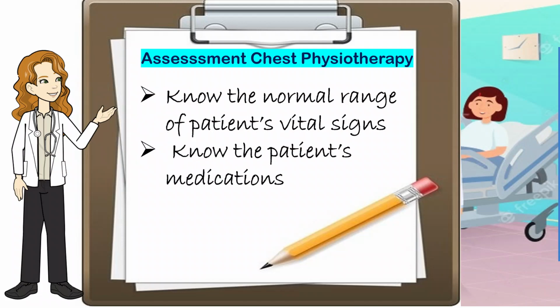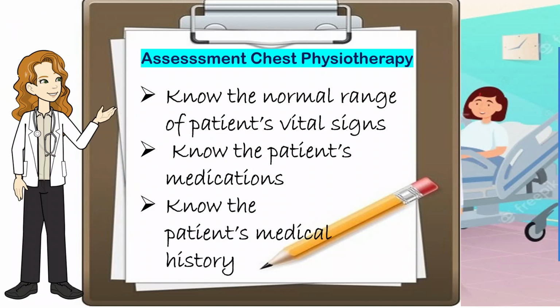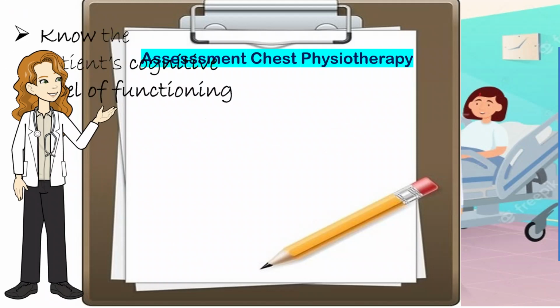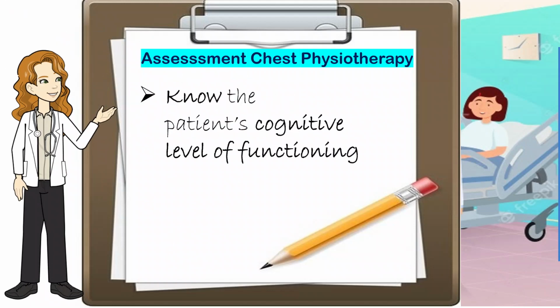Also know the patient's medications, if your client is taking any medications that might be contraindicated with the procedure. Know the patient's medical history, especially the past history. And know the patient's cognitive level of functioning, if the patient is able to understand the procedure that you are going to perform. Because if the patient does not understand, the patient might suddenly get angry that you are pounding on his chest or back. Okay.